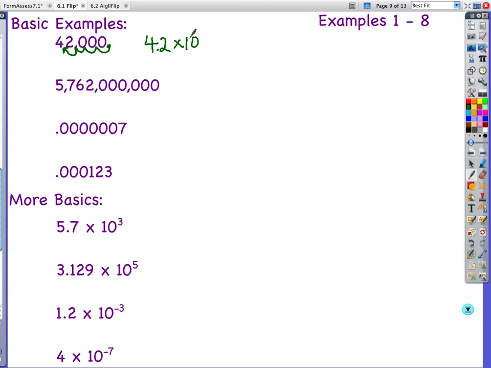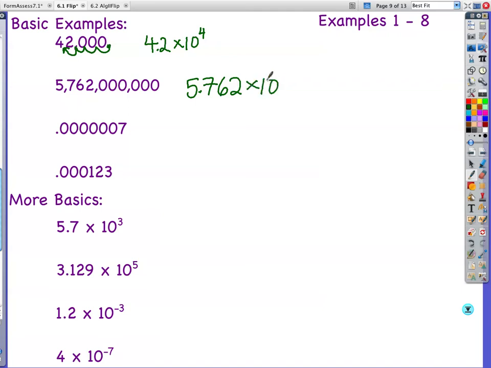Okay, 10 to the what power? Well, how many places did I move this decimal? 1, 2, 3, 4 places. So I have 10 to the 4. Okay, this number here, 5.762. Notice how I give all the digits after this until they start hitting the zeros. Okay, so 5.762 is between 1 and 10. 1 could be this number, but it's obviously not.